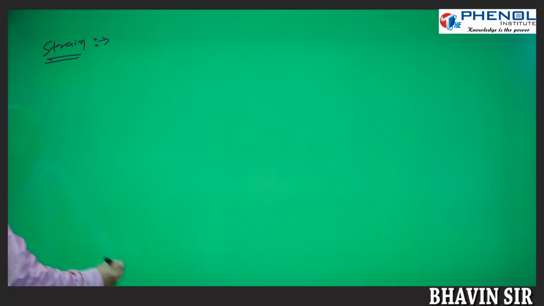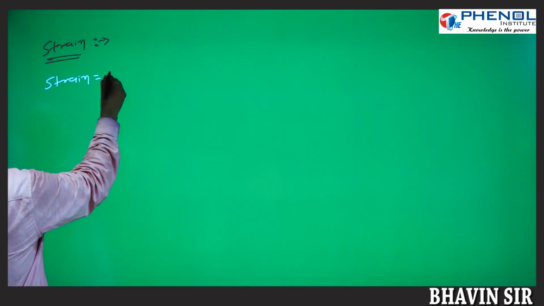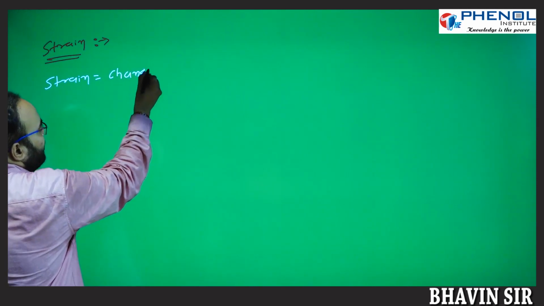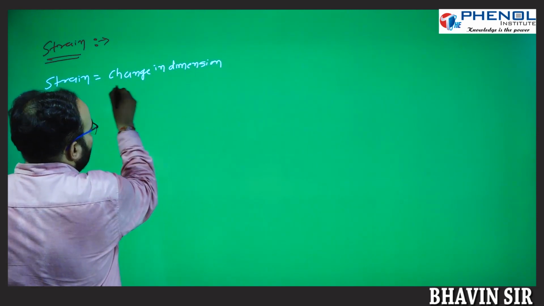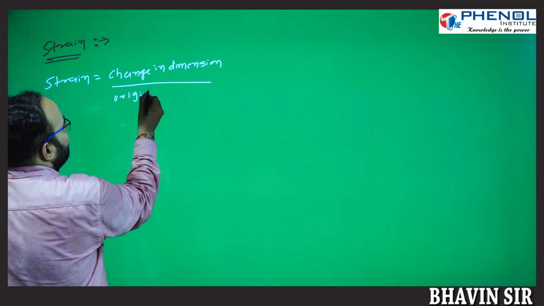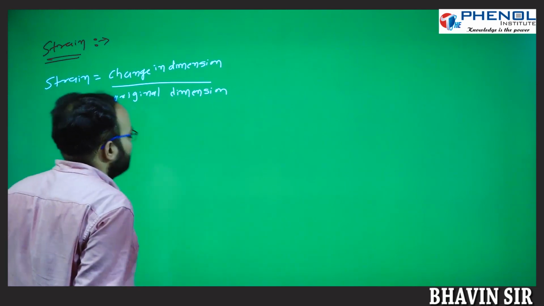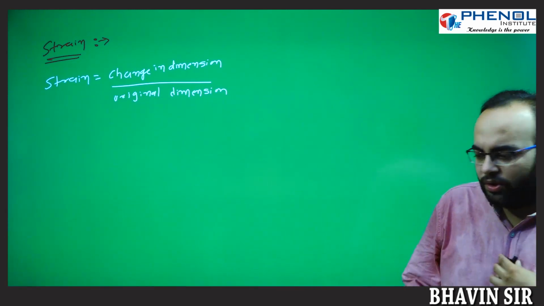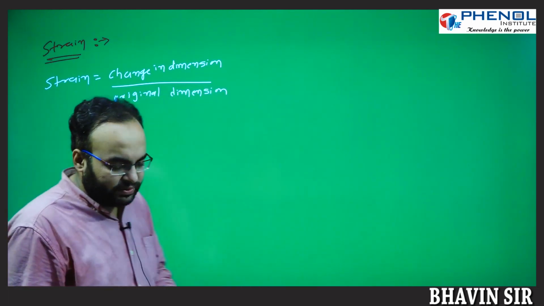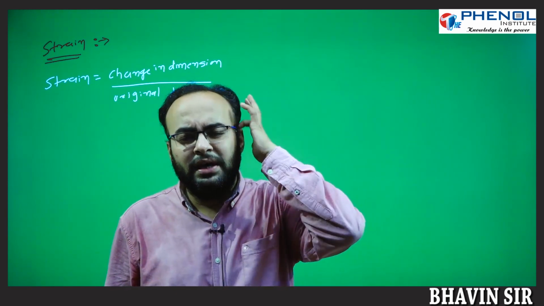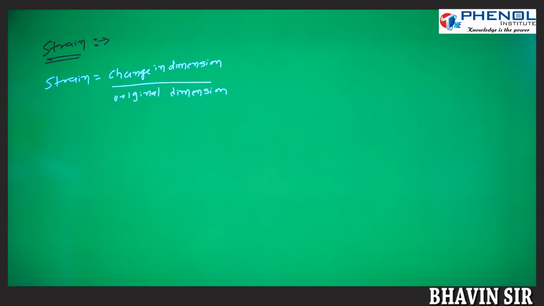So what is the meaning of strain? Strain is a ratio of change in dimension by original dimension.